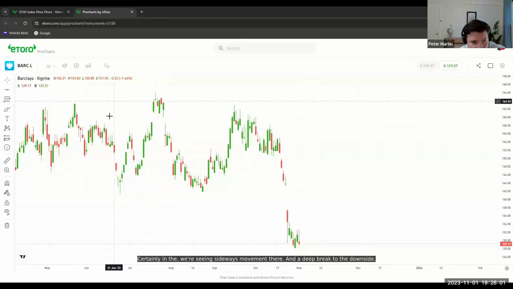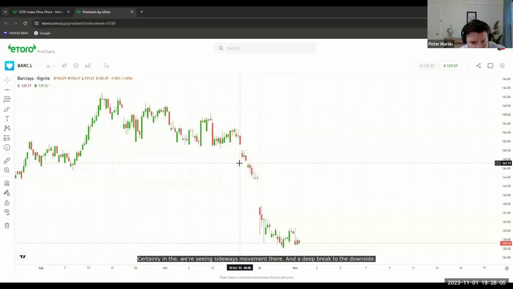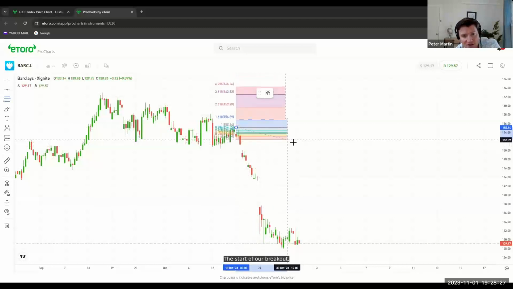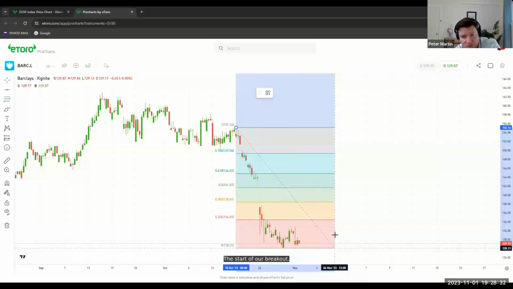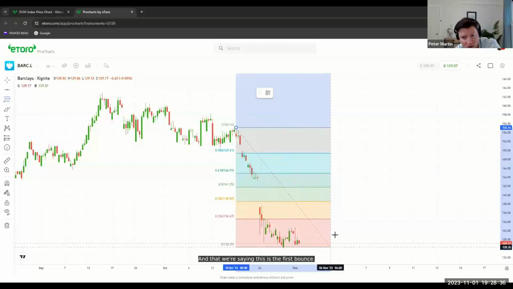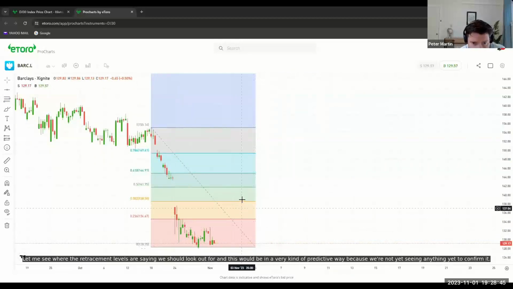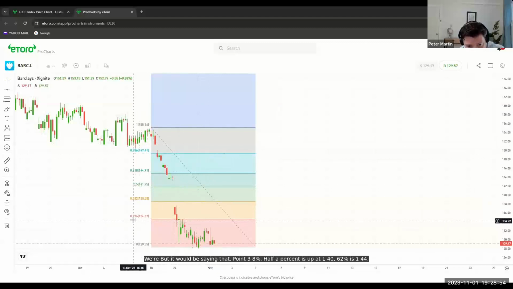Certainly in the daily, we're seeing sideways movement there, and then a break to the downside. Still seeing that sideways movement here, and then a downwards break. So let's try, just as an example, to apply it from here as if this is the start of our breakout, and that we're saying this is the first bounce. And we can see where the retracement levels are saying we should look out for. And this would be in a very kind of predictive way, because we're not yet seeing anything to confirm it with. But it would be saying that 0.38 is here, 0.5 is up at 140, the 62% is 144.